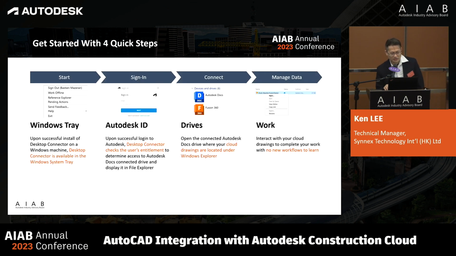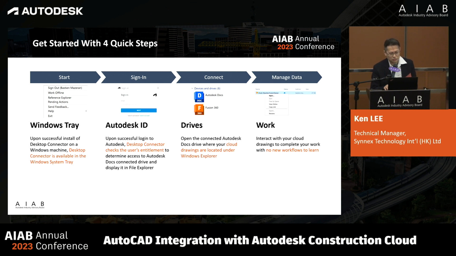There are four quick steps to use the Desktop Connector. First of all, after you install it, you go to the Windows tray and right-click. You can see the Desktop Connector, and some of the tools bundled with it. At the first time, you need to log in with your Autodesk ID, so you can access the projects you have access to. If you change machines or let somebody else use your machine, you can let him log in with his Autodesk ID so he can get his files synchronized.